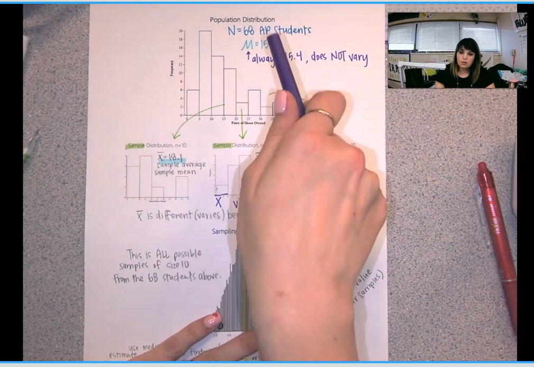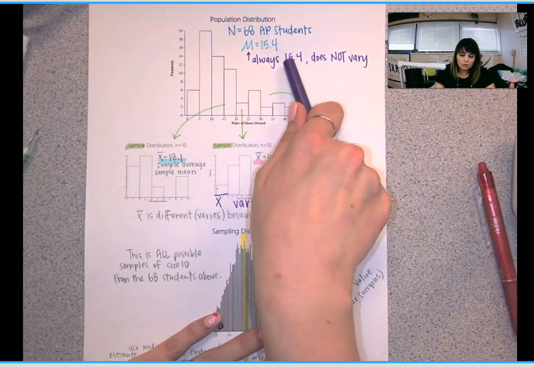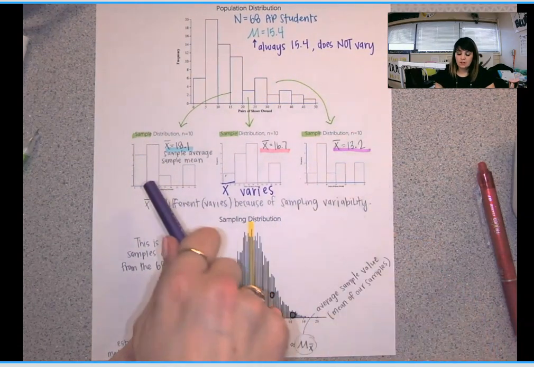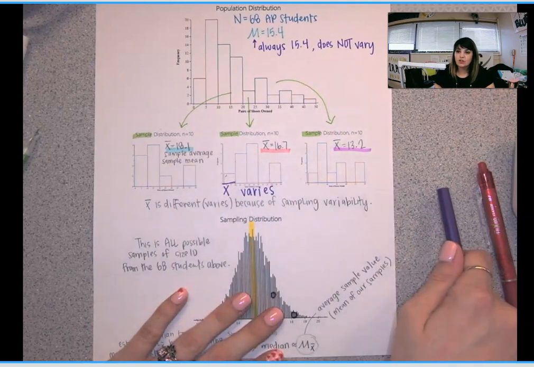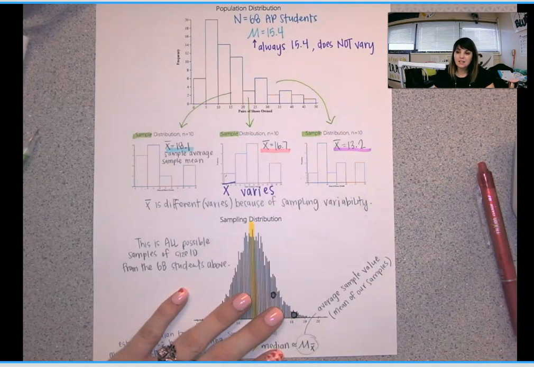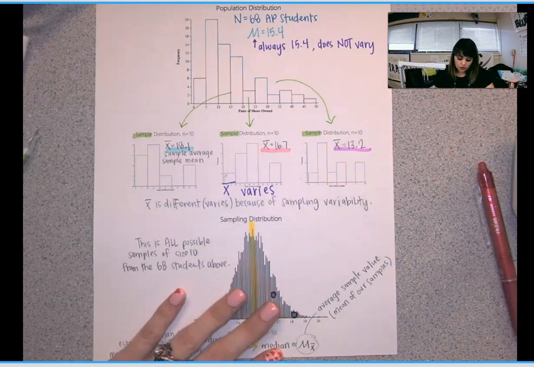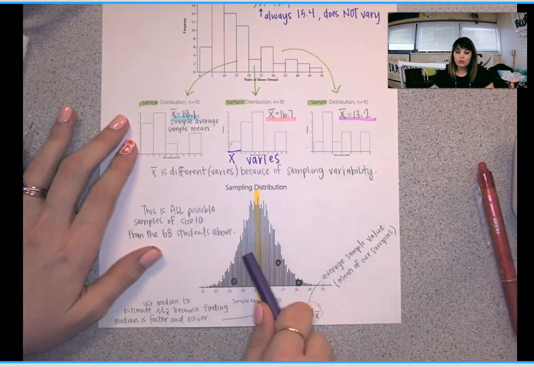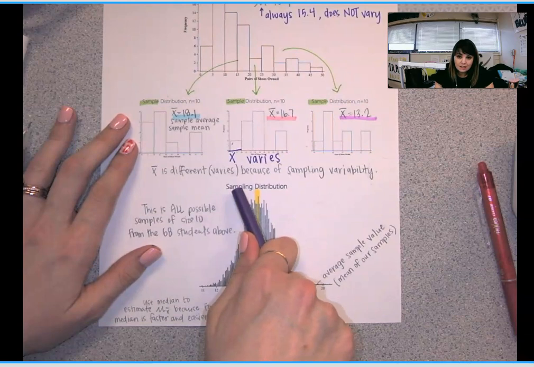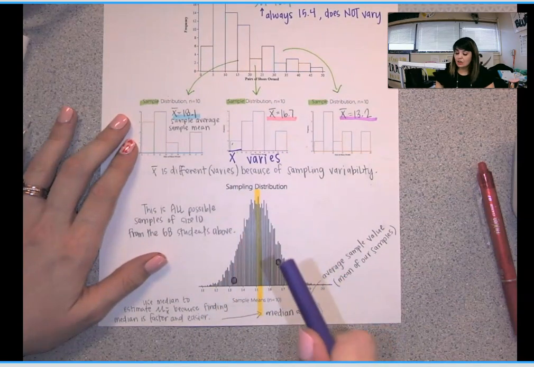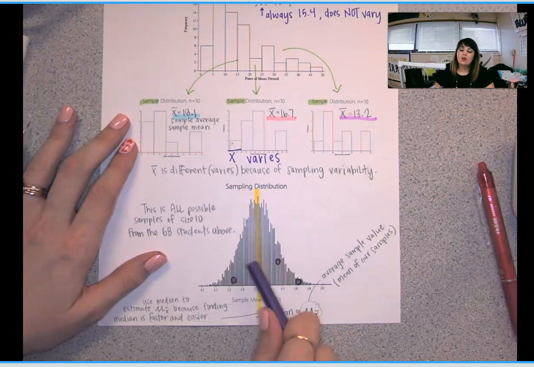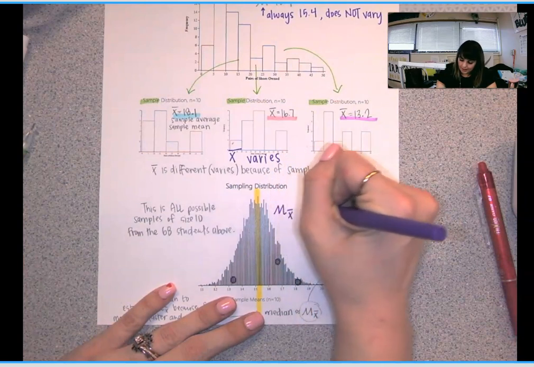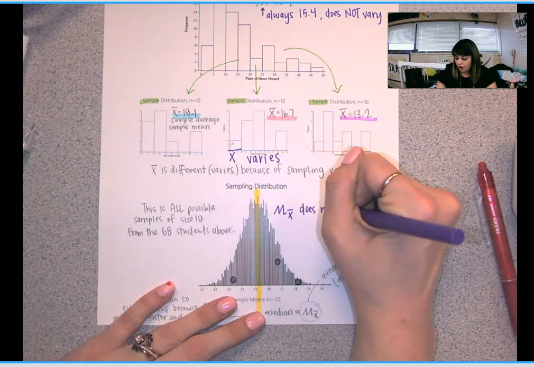Population distribution does not vary. It always will look like this. Samples will vary from sample to sample. The histograms look different. The average value is different because each set of 10 kids is different. Once you have all sets of 10 kids and you graph them, it looks like this. It's the sampling distribution, and it always looks like this. Always. So mu sub x bar does not vary.